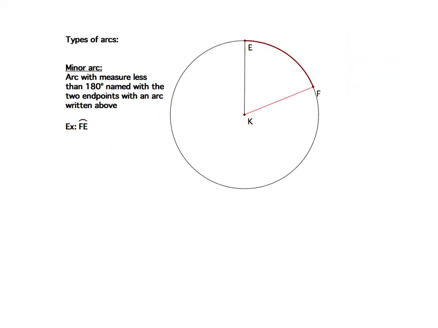The first type of arc is what we call a minor arc. And a minor arc is an arc with a measure less than 180 degrees. So here's an example of that. This arc has a measure of less than 180 degrees.